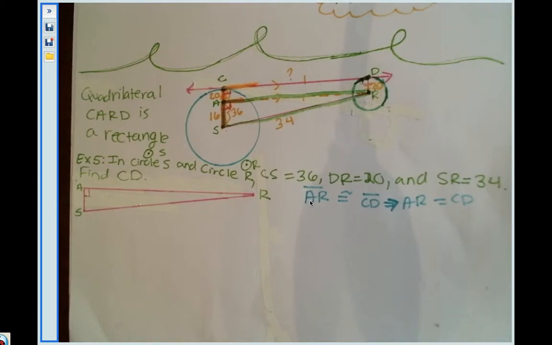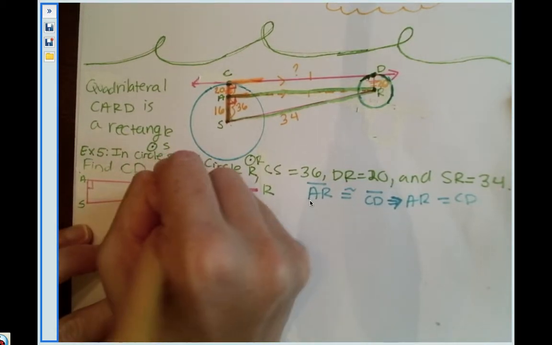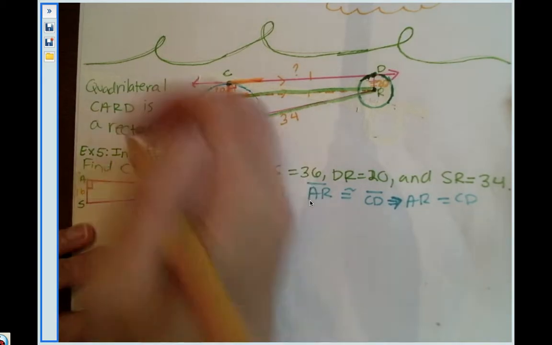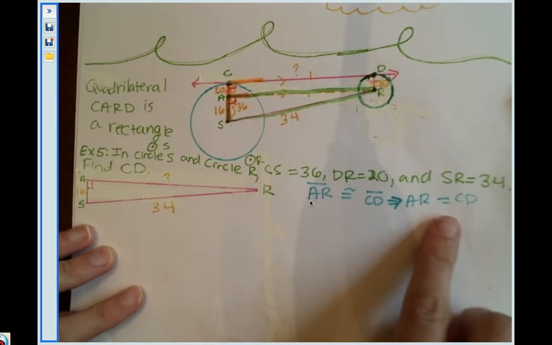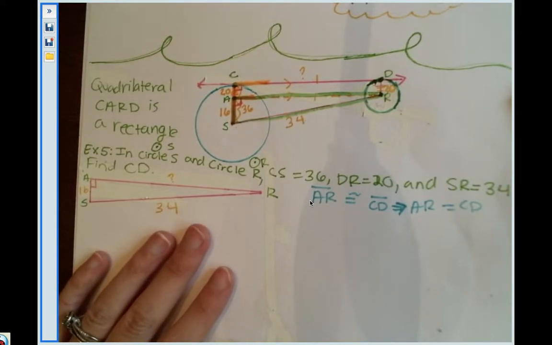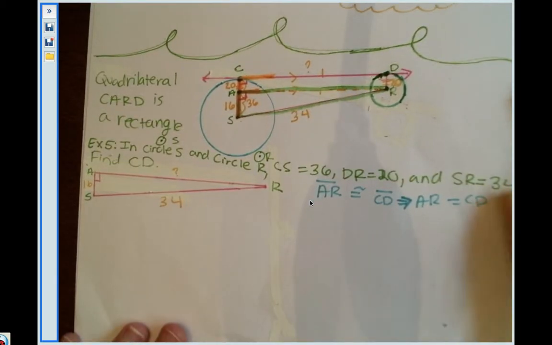All right, let me label my sides real quickly. So in this triangle, this is 34, this is 16, and this side we don't know. But if I can find that side, that means that I can find CD. So we're going to get to AR. All right, so we have a right triangle. How do we find the sides of a right triangle? Holy hot dog, we use the Pythagorean theorem. So I'm going to use the Pythagorean theorem to help me solve.